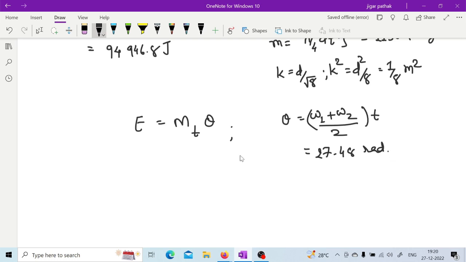Okay. So now you can calculate this M_t. Excuse me, sir, what is t? T is thickness. No, T is time. It has come from that omega is equal to theta by t, right? d omega is equal to d theta by dt. So from that theta is equal to omega into t.